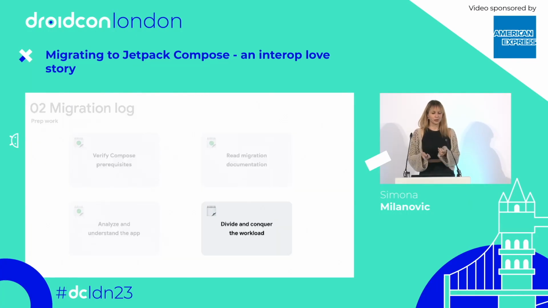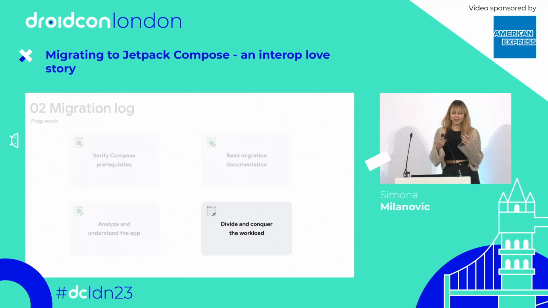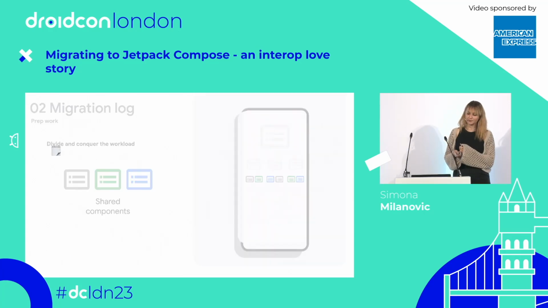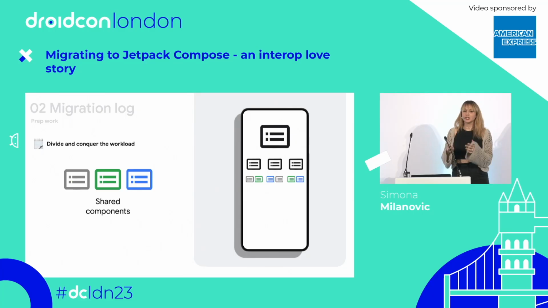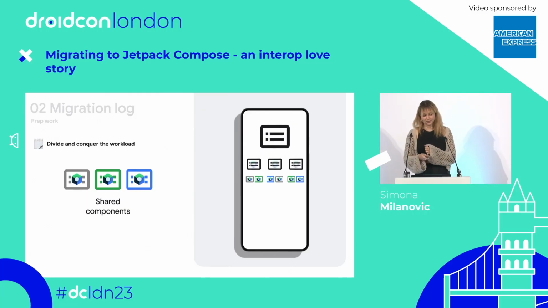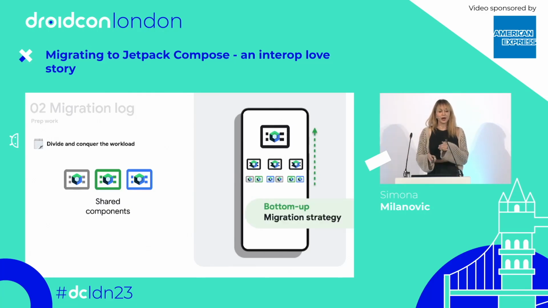And finally, the last one is dividing and conquering the actual workload. So like we said, you want your initial migration steps to actually define them in a way that unblocks the rest of your team ASAP, right? By migrating usually the common UI or the design system first, so that they can then start developing new features and screens in Compose. And this is something that we call the bottom-up strategy.